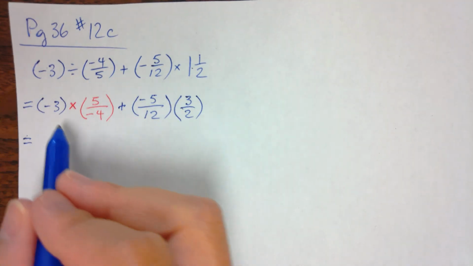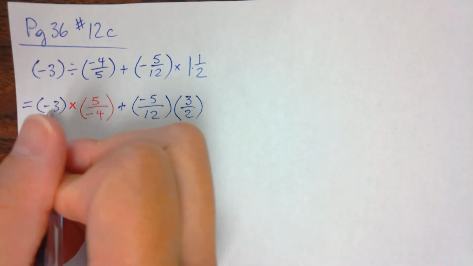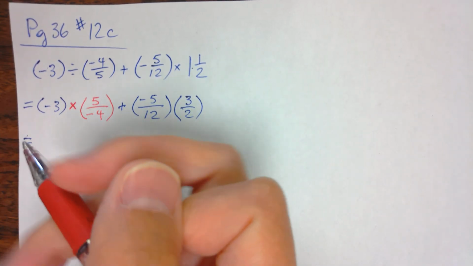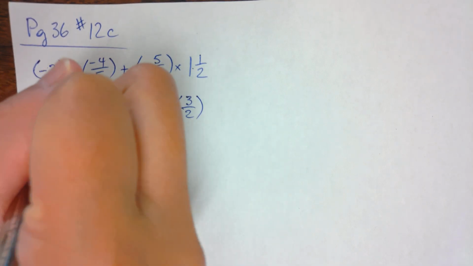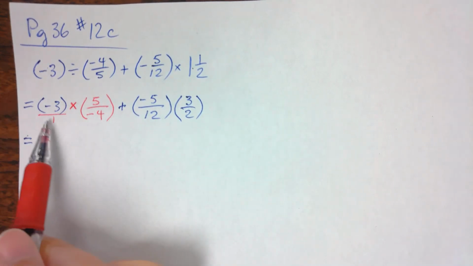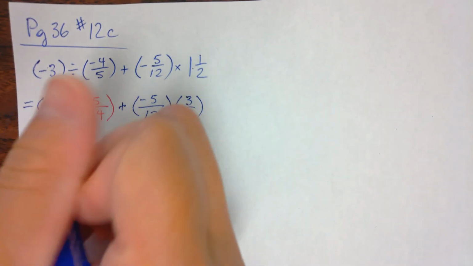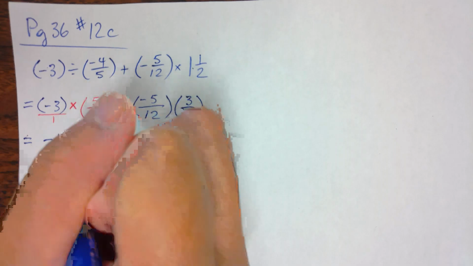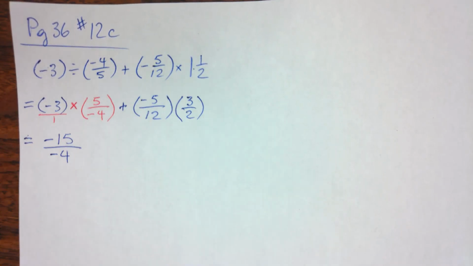Okay. Right here, now that I have this, what can I put that -3 over? Yeah, Eric? 1. I can always put that -3 over 1. So now I have a fraction times a fraction. I know to just multiply across. So -3 times 5, -15. 4 times -4, I get -4.